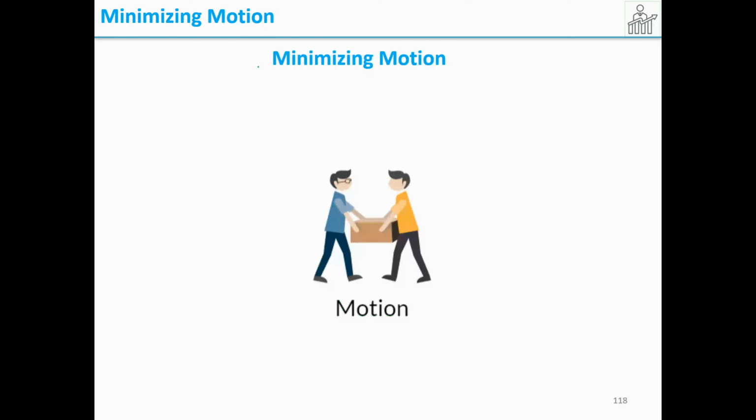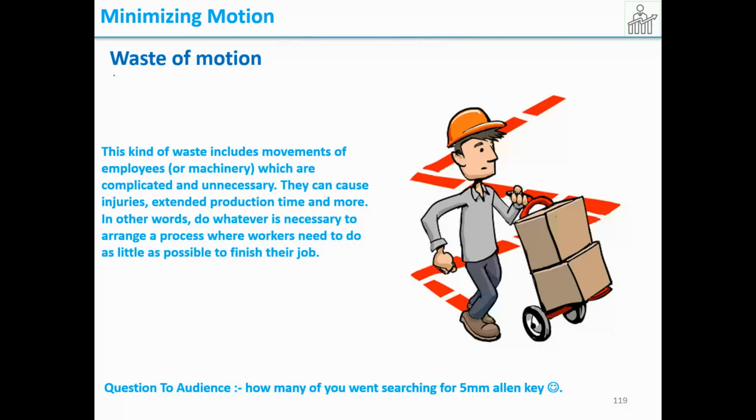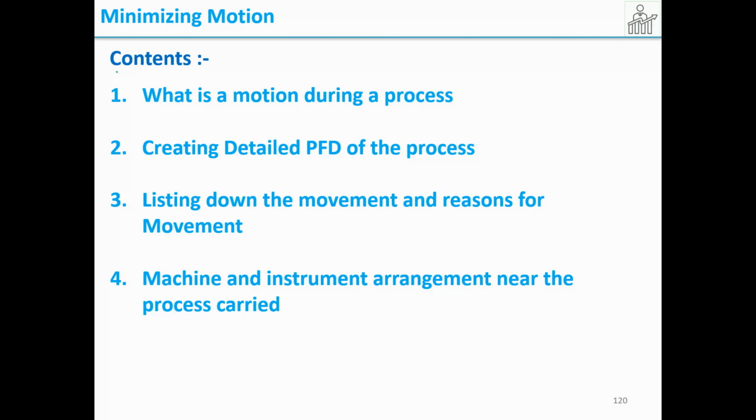So next, we'll see how we can minimize the motion. So, waste of motion. You all know what motion is: moving things from one place to another, searching for and moving tools. These are all the motion within the department. So let us see the contents of minimizing the motion.